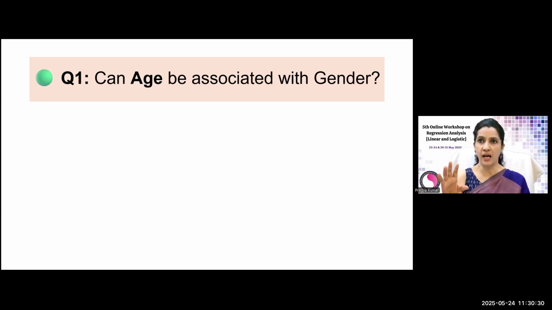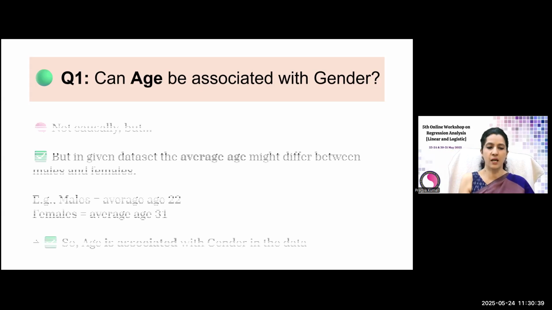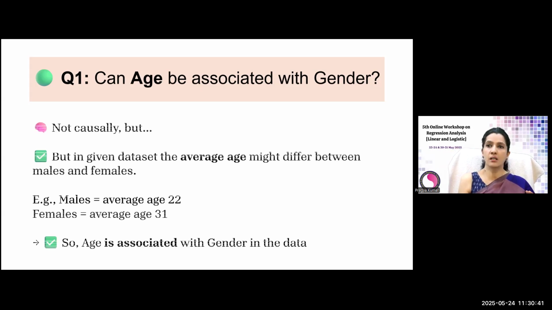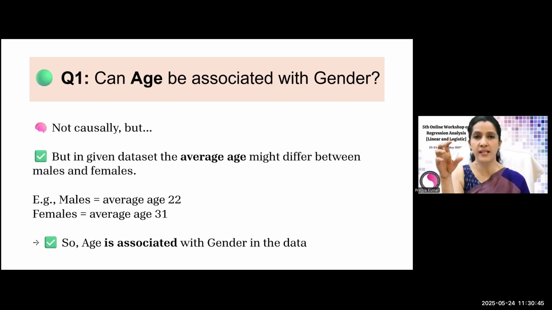Okay. Are you getting the point? Like, am I making myself clear to all of you? Okay. So that's how here it is not causal. So you cannot say what is causal. I said that causal means like X is causing Y. So here you cannot say that age is causing gender.